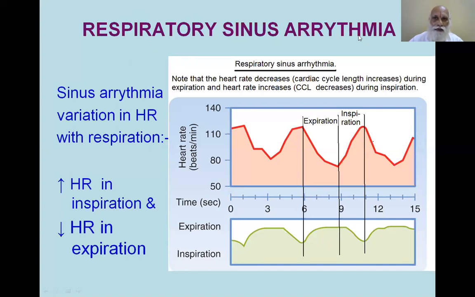Sinus arrhythmia has the origin from the sinus or SA node. And this is seen in relation to the respiratory cycles. So if you see here, breathing is recorded. Inspiration is regarded as a downward stroke, and expiration is recorded upward. So this is the expiratory part. This is the inspiratory part.